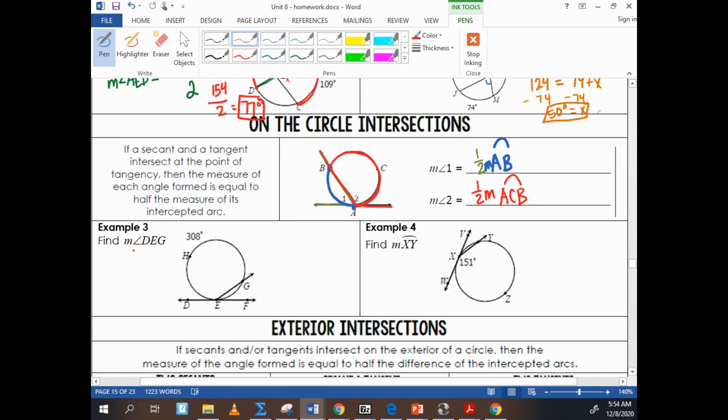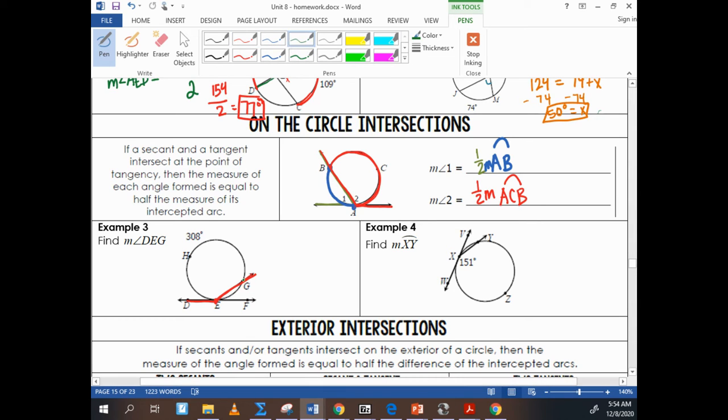Okay, let's look at example 3. They're wanting us to find the measure of angle DEG. So here's D, here's E, here's G. Again, notice right there that point of tangency where our tangent line touches the circle, that's our vertex. So we've got a tangent as one of our sides of our angle, and then we've got that secant line right there.